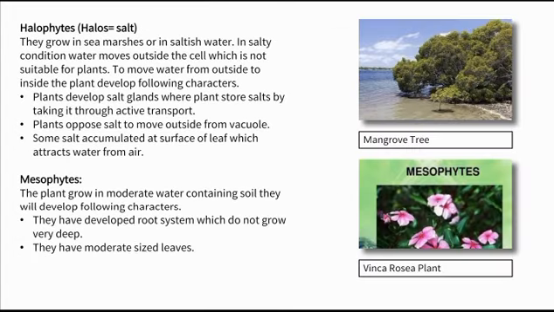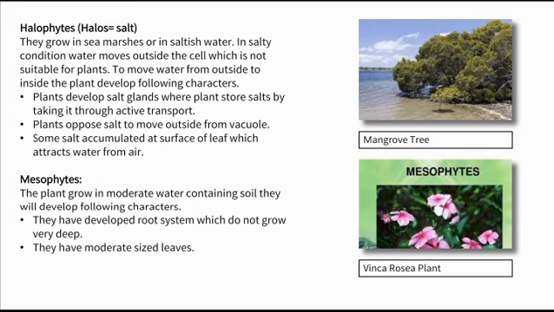Halophytes live in salt. They grow in sea marshes, dalaldal areas or in saltish water. In salty conditions, water moves outside the cell, which is not suitable for a plant. When all the water moves out of the cell, the plant may die. So what happens there? To move water from outside to inside, the plant develops the following characters.